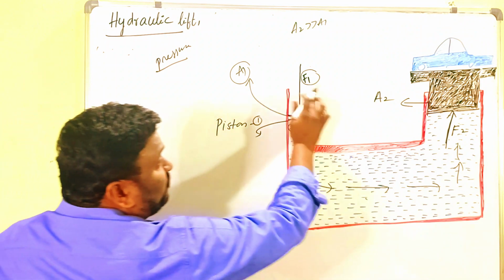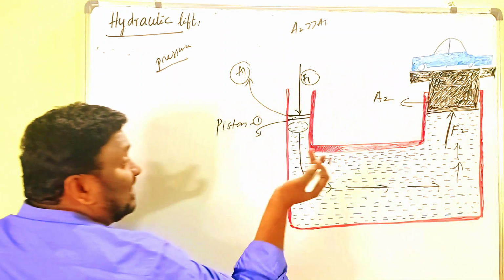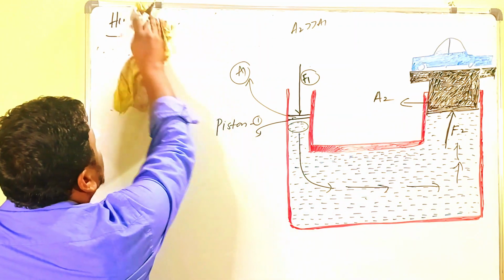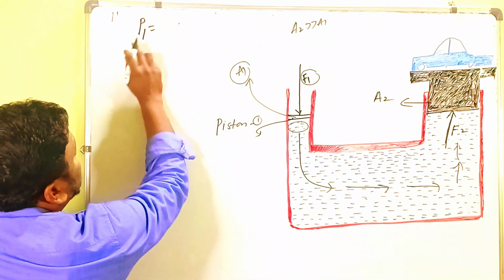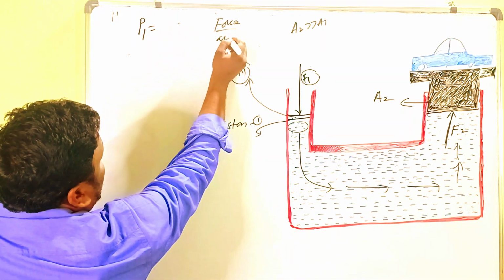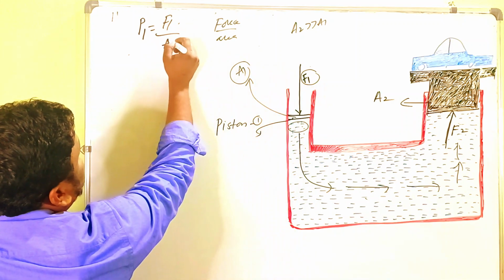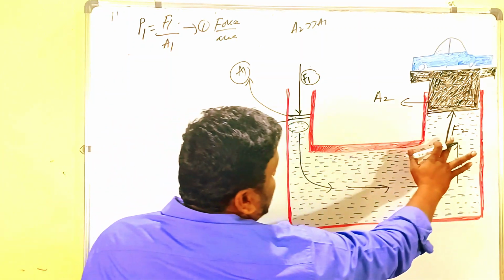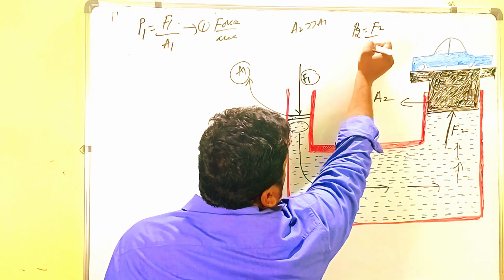Now we have to check whether F1 and F2 are equal, whether F2 is greater than F1 or F2 is less than F1. For that, we again use Pascal's law. Here P1: we know pressure equals force per area. The force here is F1 and the area is A1, so P1 = F1/A1. This is equation number 1, the pressure created at piston 1. Here some force F2 is acting on area A2, so the pressure is P2 = F2/A2.